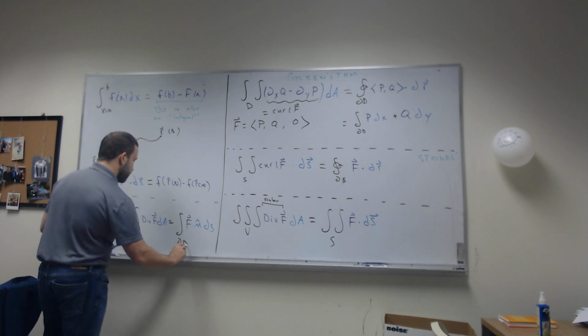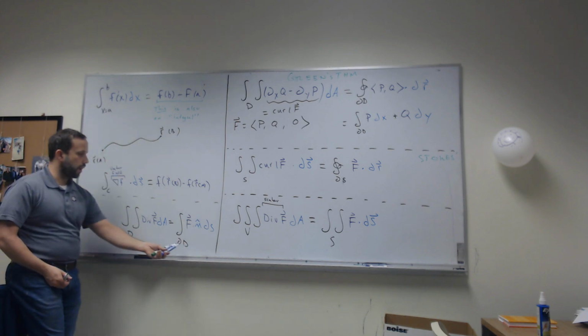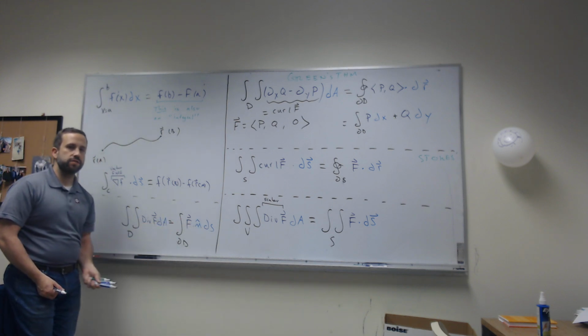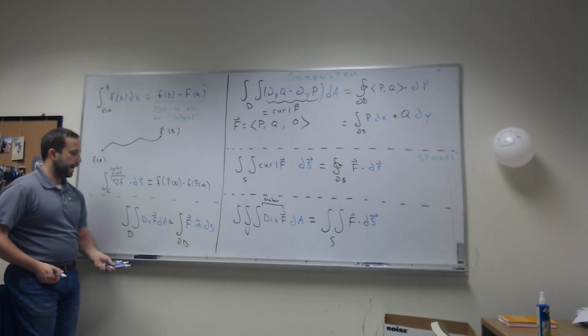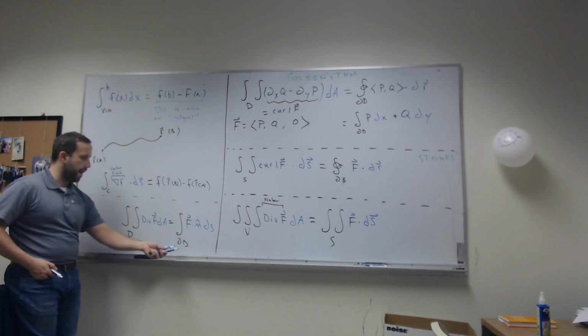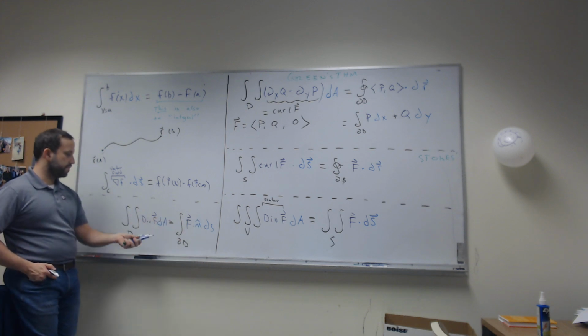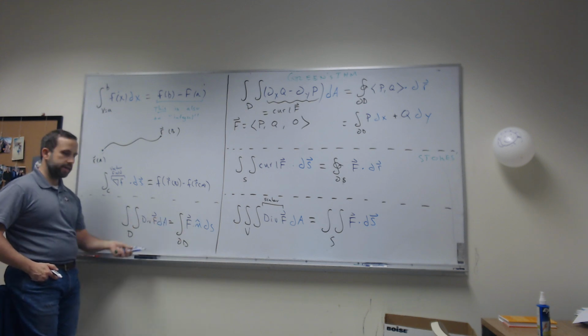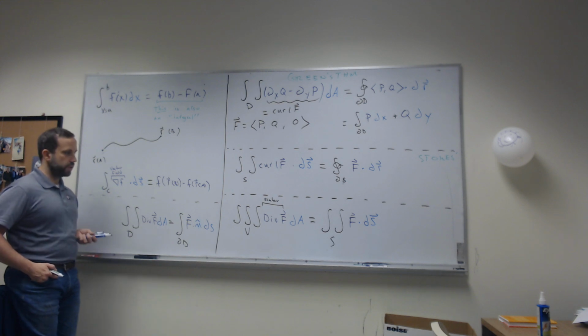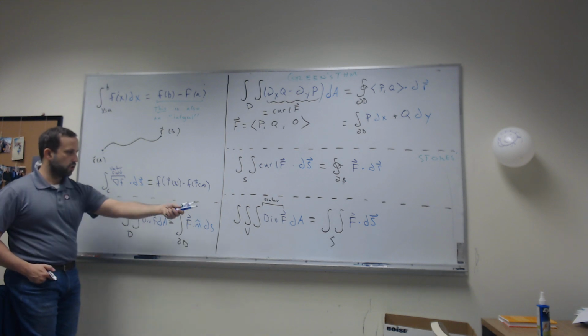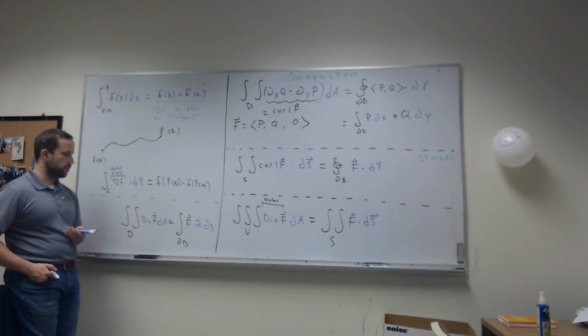And so we get something like this. Again, if F is a velocity vector field, this is going to represent the amount of fluid flowing through the boundaries. And that's just going to be equal to the divergence taken over the whole region here. So this is sort of a two-dimensional version of the divergence theorem.